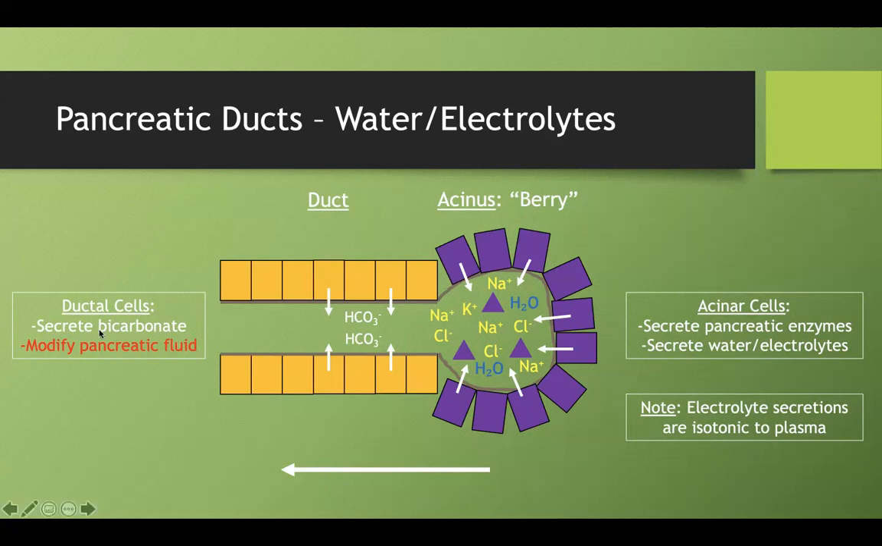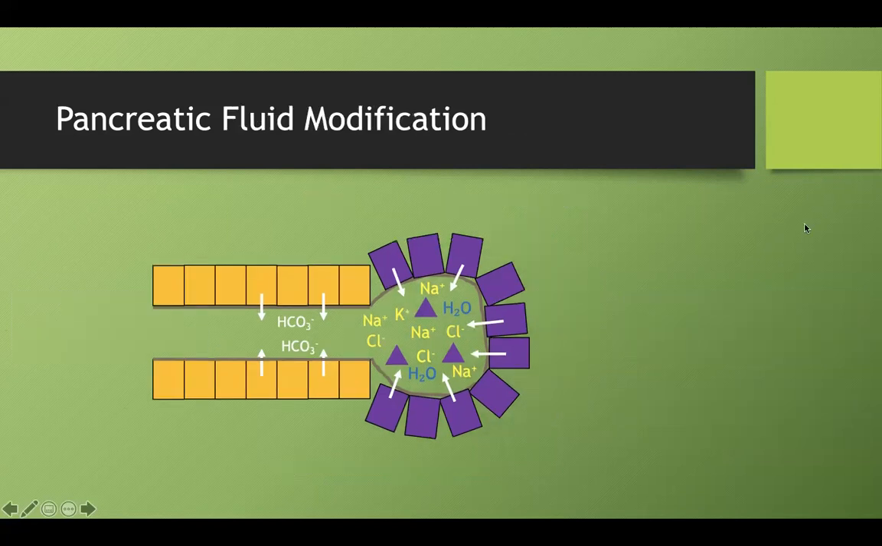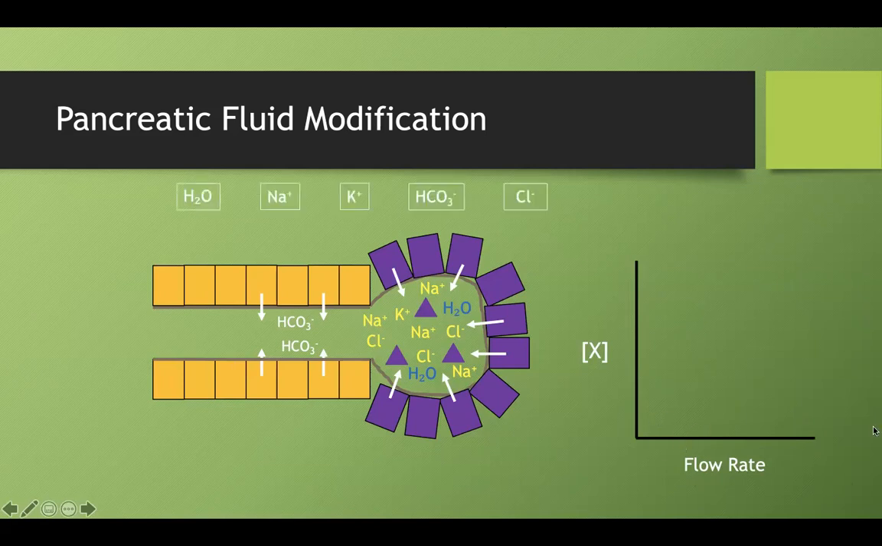So I want to talk about how ductal cells can actually modify your pancreatic fluid. So let's go over pancreatic fluid modification here. I've just moved this over because I wanted to add a chart here to the right. On the y-axis, we're going to have the concentration of each electrolyte. And here we're going to have the flow rate of the pancreas. So high flow rates would be in this region, low flow rates would be in this region. So I've added each of the electrolytes as well as water on here.